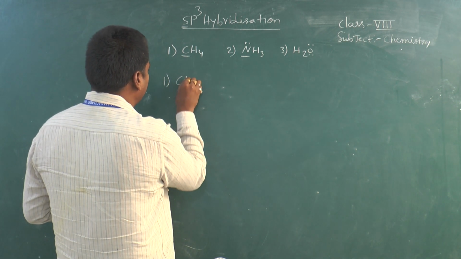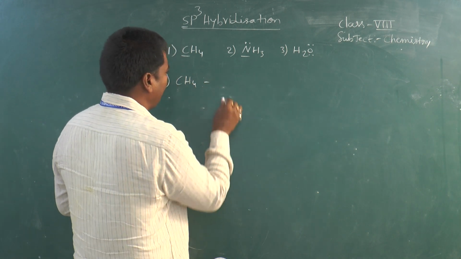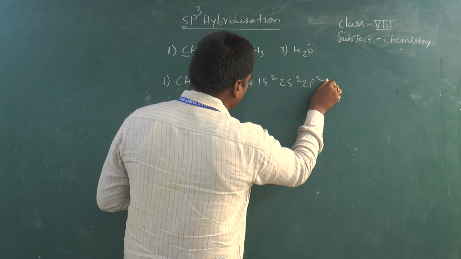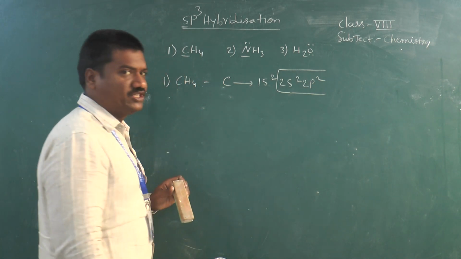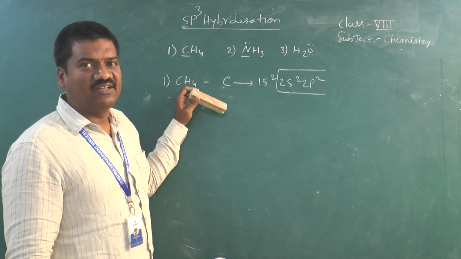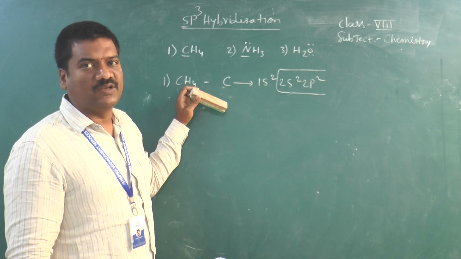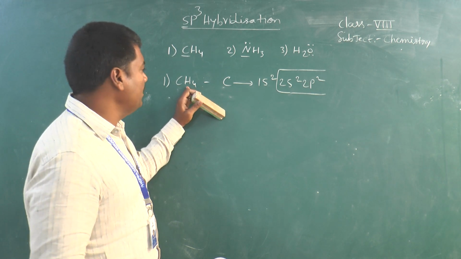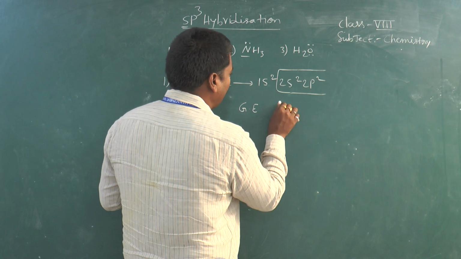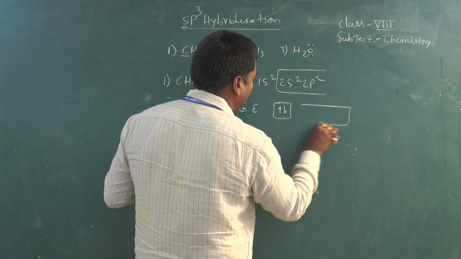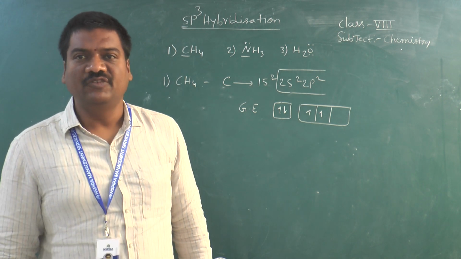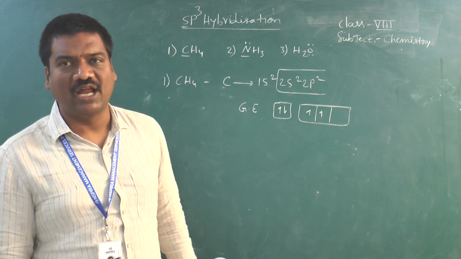The first example is the CH4 molecule. The central atom is carbon, and its electronic configuration is 1s2, 2s2, 2p2, with the outermost orbit 2s2, 2p2. This carbon atom is bonded with 4 hydrogen atoms. For bond formation only unpaired electrons participate, not paired electrons. In the ground state, the s orbital has 2 electrons and the p orbital has 2 electrons, but we need 4 unpaired electrons to bond with the 4 hydrogen atoms, and we have only 2 unpaired electrons.